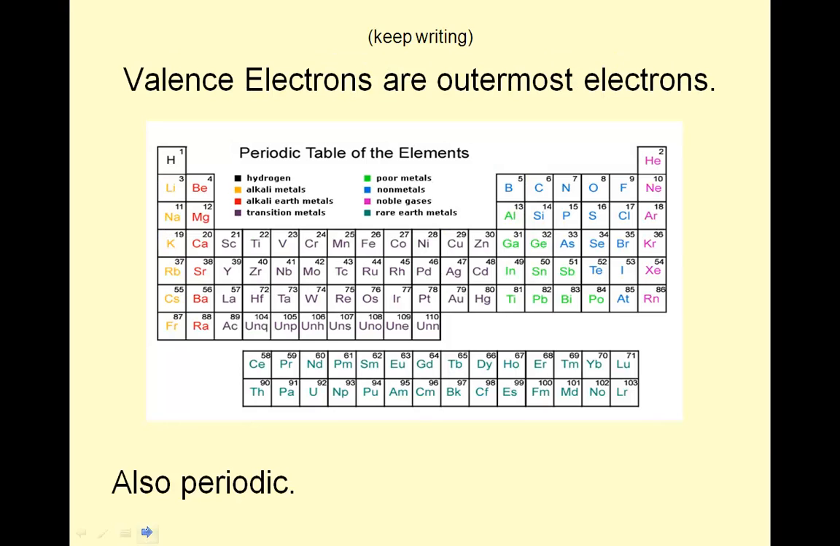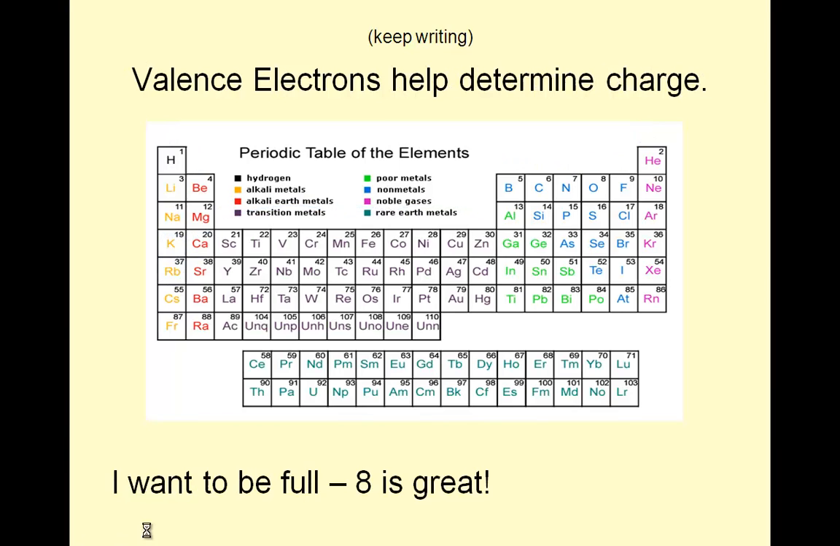Valence electrons are your outermost electrons. So draw your periodic table for this one. You have 1, 2, 3, 4, 5, 6, 7, 8. And if you recall, we did this before. These each have 2. This is also periodic. So this guy has 1, this guy has 2, this guy has 1, this guy has 2. Valence electrons help determine charge. So if everything wants to be 8, this one's got 8, so it's wonderful.